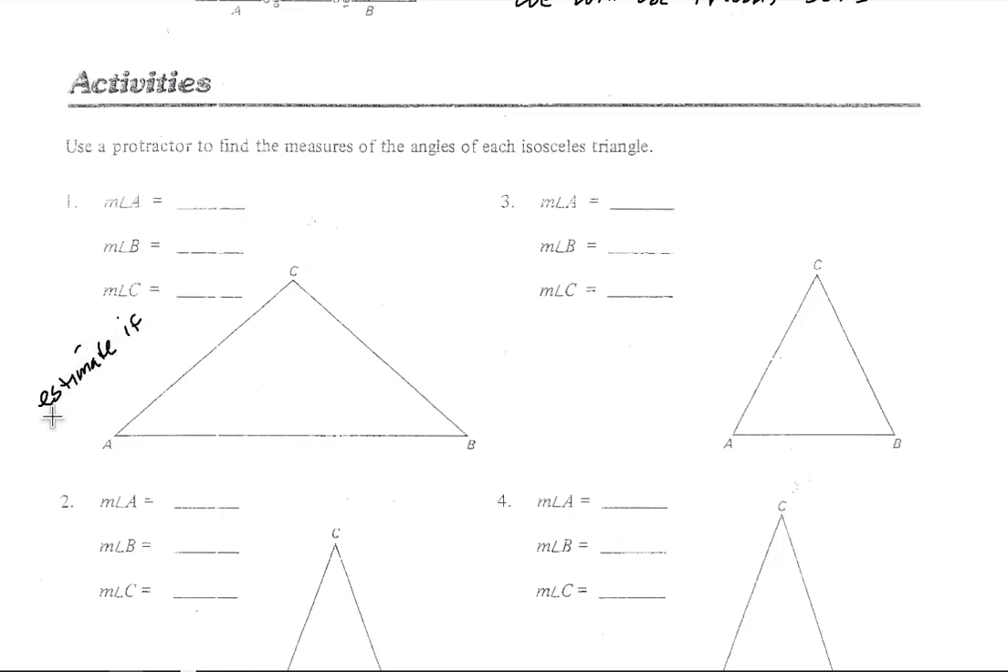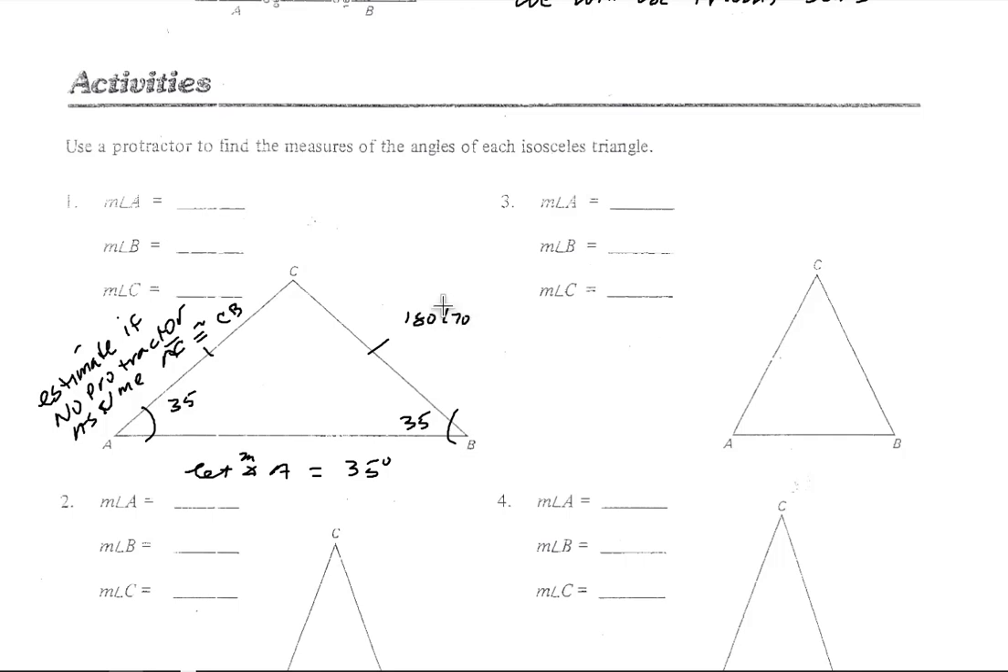So we're just going to go through and pick a measure for angle A and assume that that's what it is. So for triangle 1, we're going to assume, first of all, that AC and CB are congruent, and we're going to let the measure of angle A be 35 degrees. So it means that B is 35, and 180 take away 70 leaves 110 degrees for the vertex angle at C.